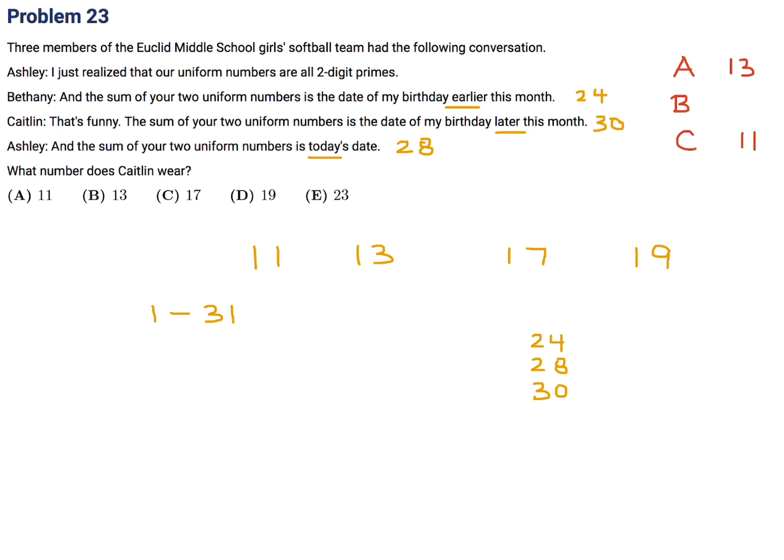Caitlin says that your two add up to my birthday, which is the 30th. So that means Bethany and Ashley must add up to 30, so this must be a 17. And I think this is the only way to do it, 13, 17, 11. All right, so Caitlin, what numbers does she wear? She wears 11. So number 23, the answer is A.